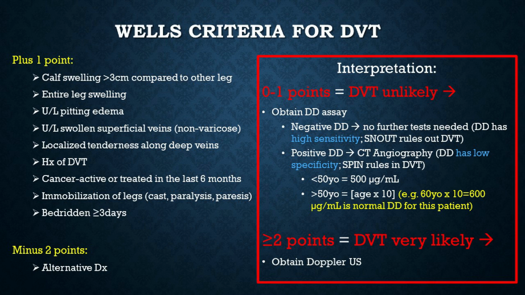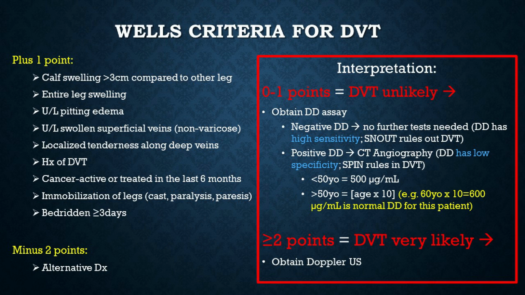So if the patient has any of the following, they get 1 point for each and every one of them. Now we have here -2 points. -2 points the patient will get if there is an alternative diagnosis, which is not DVT. And how do we interpret now the Wells criteria? Basically, if the patient gets 0 or 1 points, then the DVT is unlikely. Then our next step to confirm that the DVT is not existent, we can obtain D-dimer assay.